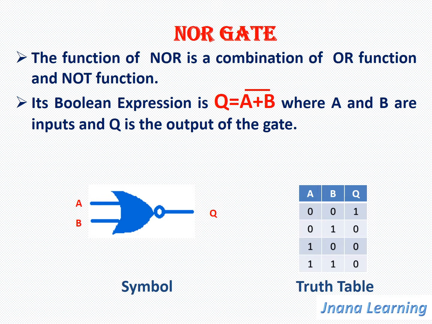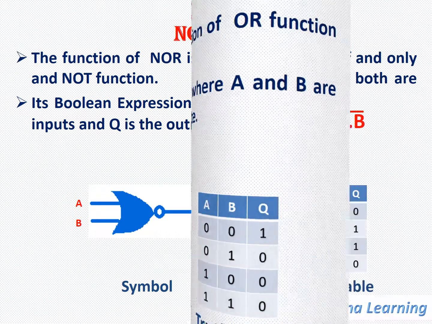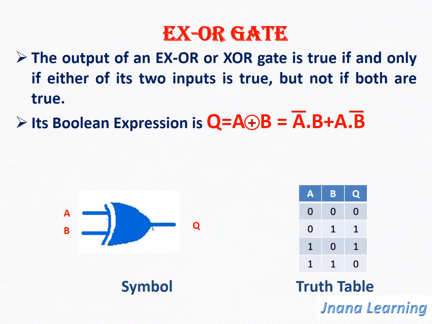And next one, that is an XOR gate. The output of XOR gate is true if and only if either of its two inputs is true, but not if both are true. Okay, which means that if the inputs are 0, 1 and 1, 0, the output will be 1. If both the inputs are true or both the inputs are false, then output will be 0. And its Boolean expression is Q is equal to A XOR B is equal to A bar dot B plus A B bar. So that is the Boolean expression.